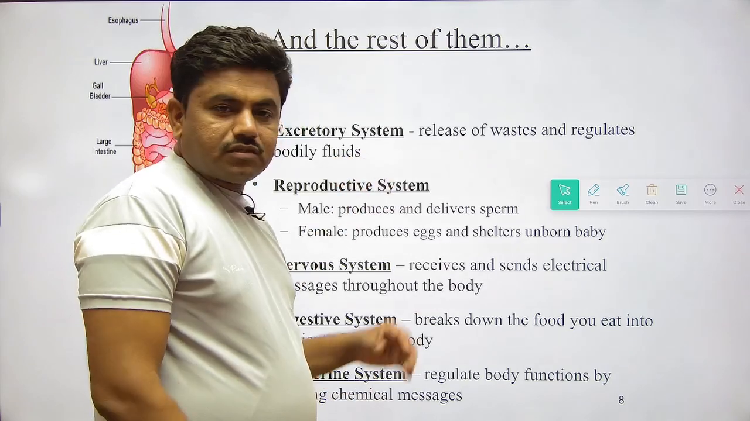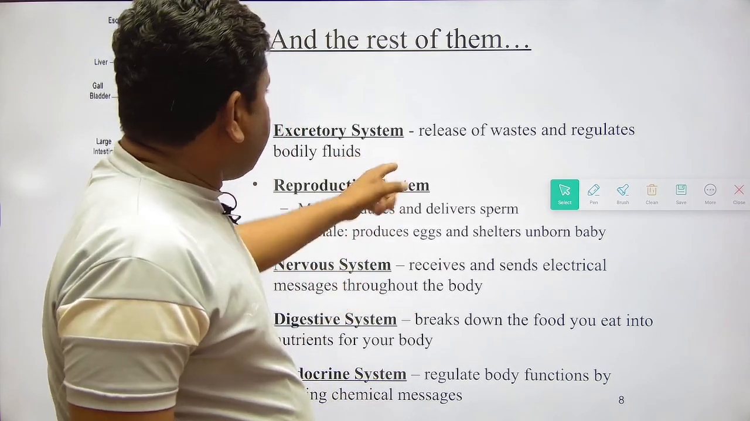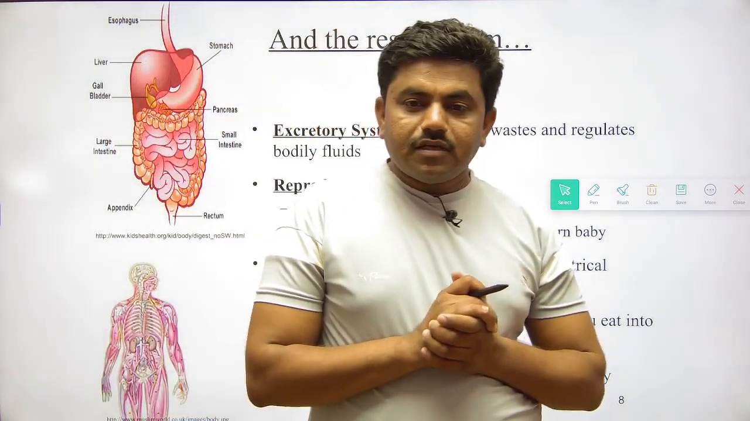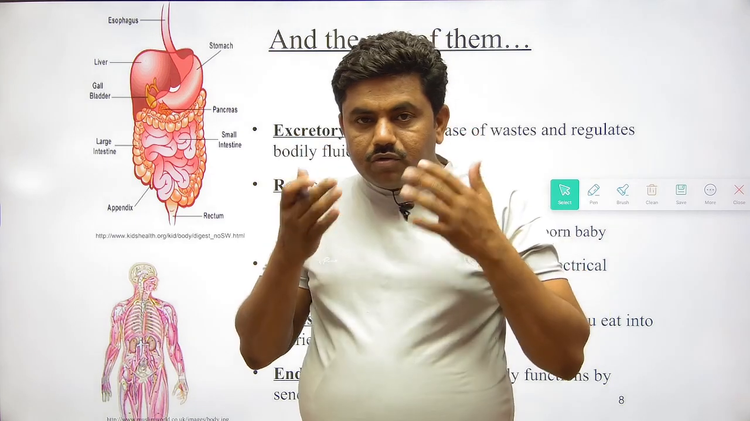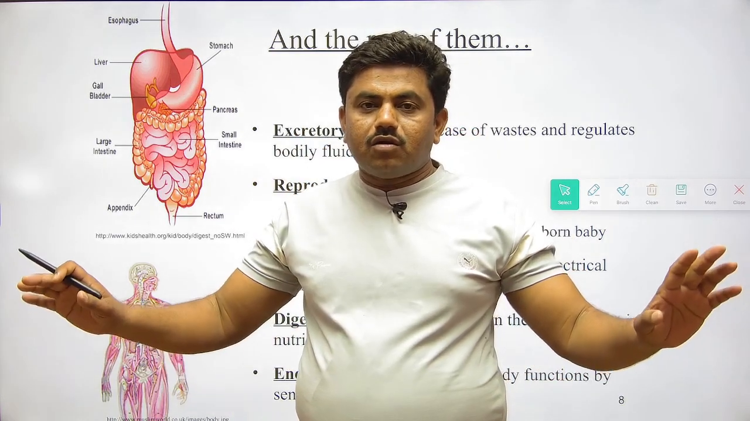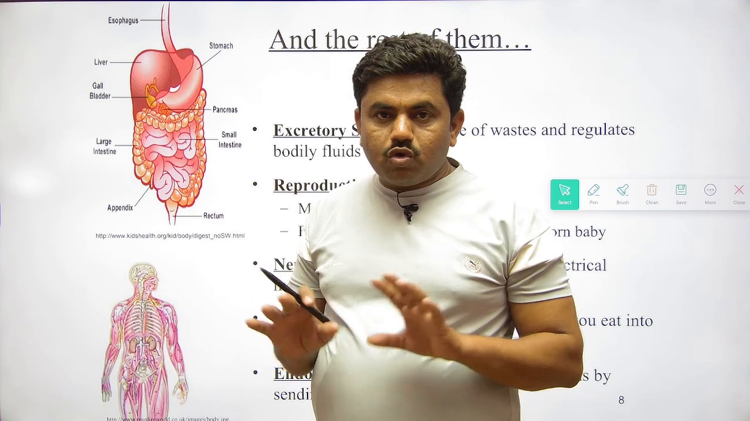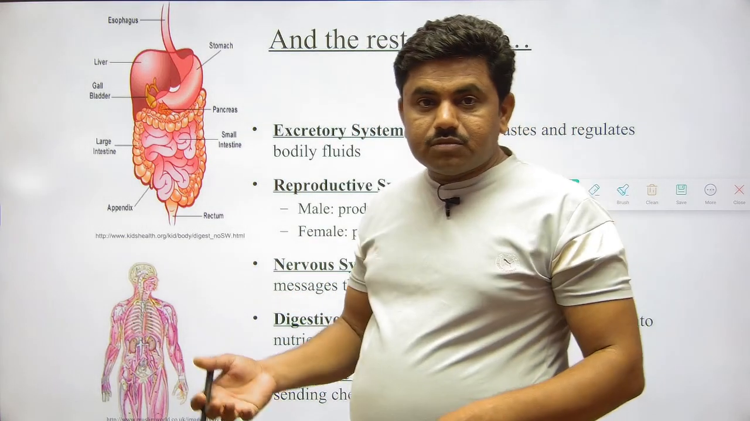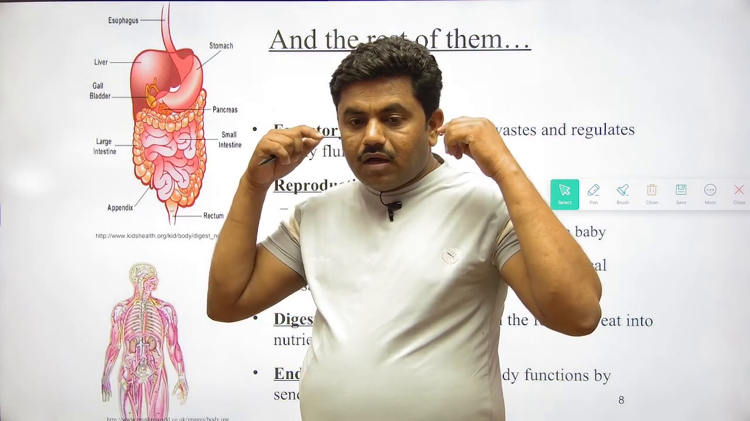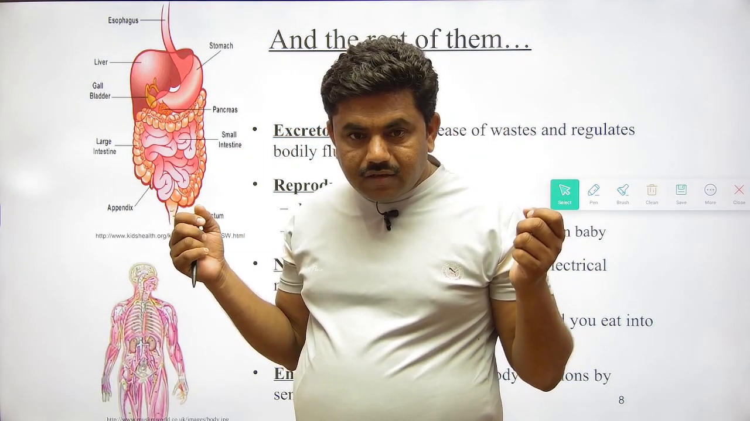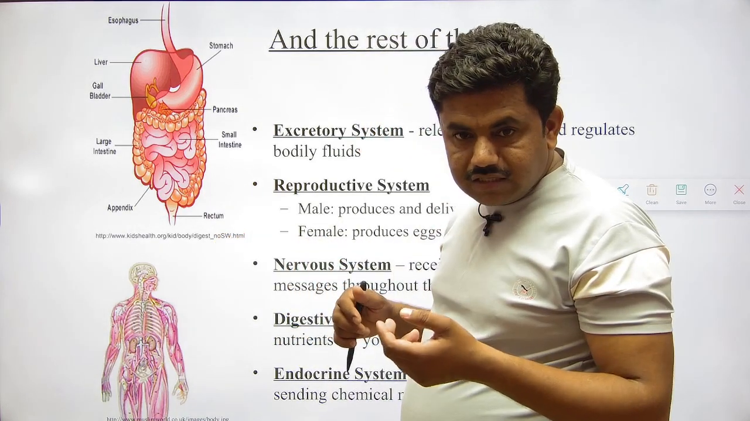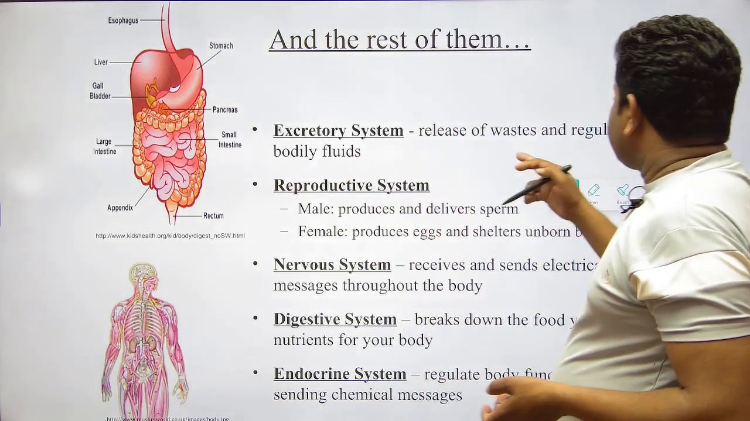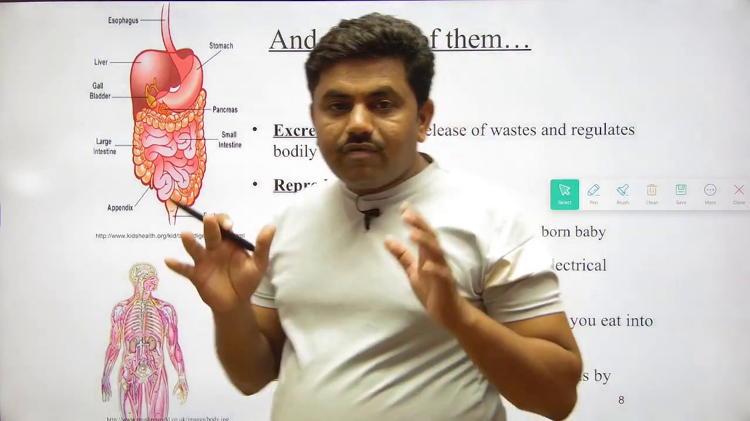Now see here, the main part of the excretory system. It releases waste and regulates the bodily fluids. Whatever we eat, we extract what we need, and the stool is extracted too, but that is not the only thing in excretion. Sweat comes from our skin. There are also some secretions from the nose, which go outside. So the excretory system releases the waste and regulates the bodily fluids.